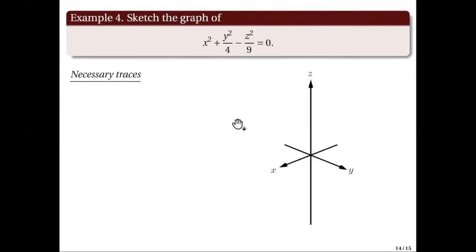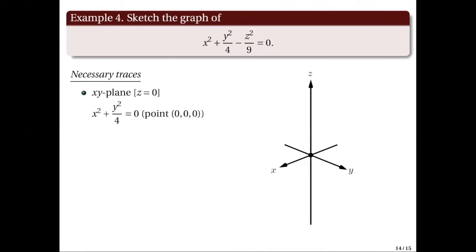For the traces, well, we can start with the trace on the xy plane. That is when we set z to 0. Setting z to 0 in this equation will give us a sum of two squares equal to 0. And the only value for x and y that will satisfy this equation is when x is 0 and y is 0. So we get the point 0, 0, 0, or the origin.